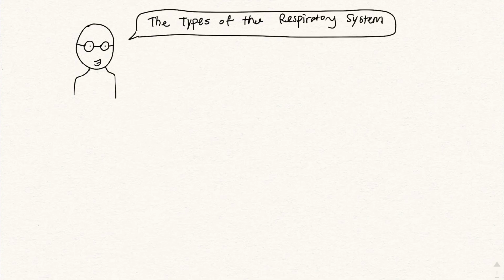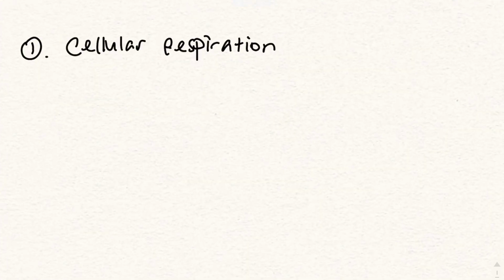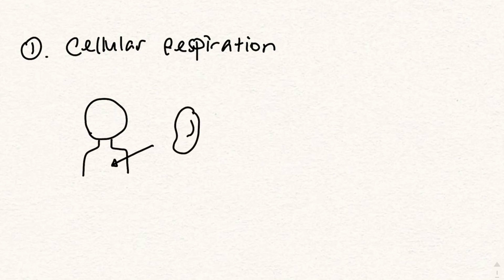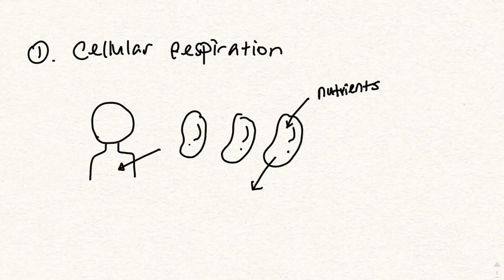There are generally two types of respiration. The first type is called cellular respiration, the other is called external respiration. Cellular respiration is a process that takes place inside our cells, where they convert nutrients like glucose and oxygen into energy, which is in the form of ATP, and carbon dioxide and water.